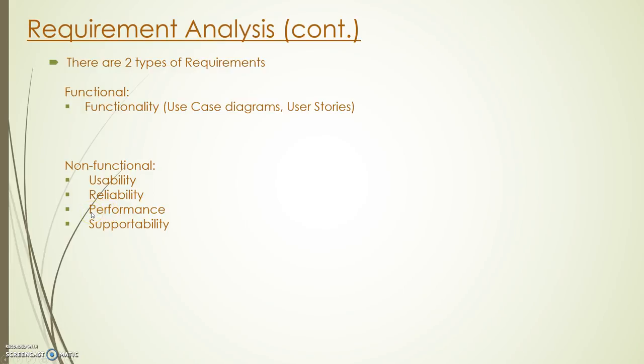Now, requirements analysis continued. There are 2 types of requirements: the functional and the non-functional requirements. The functional requirements cover functionality, which is fulfilling the needs of the customer, what the program should be able to do, what it should do. And the non-functional represent constraints, that's usability, reliability, performance, and supportability.